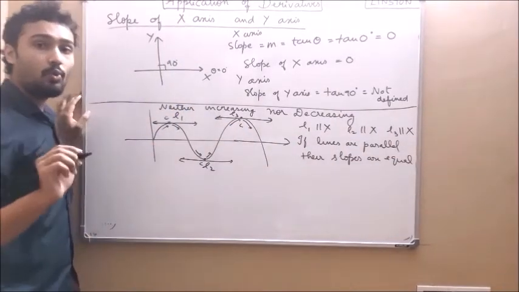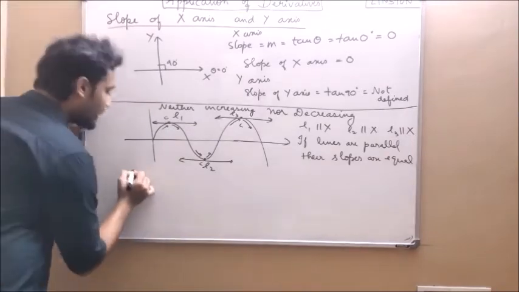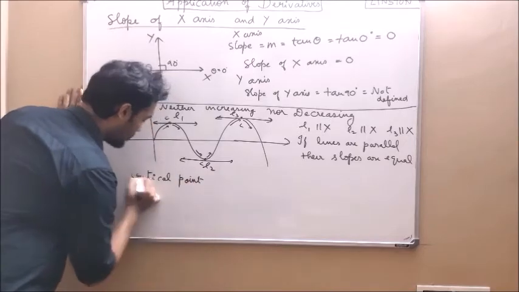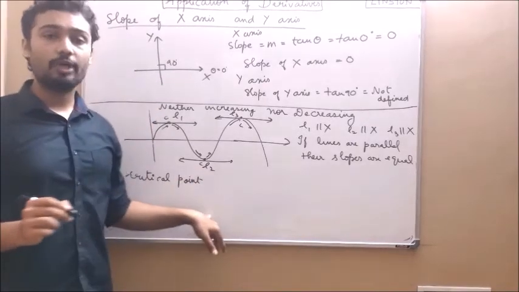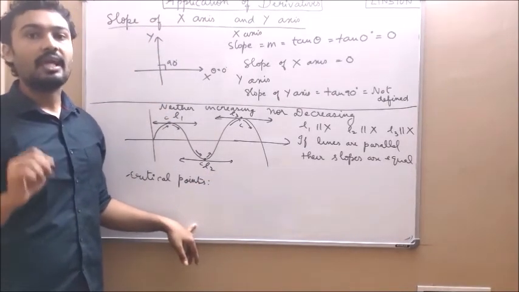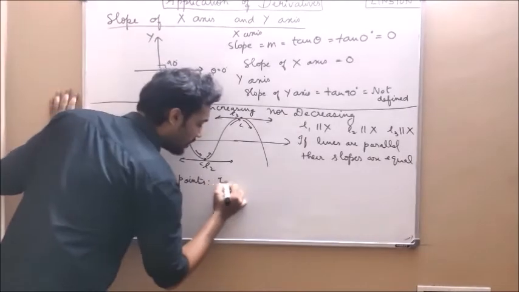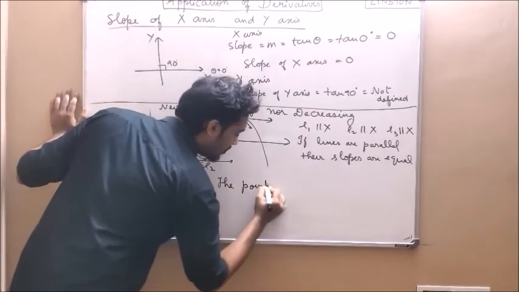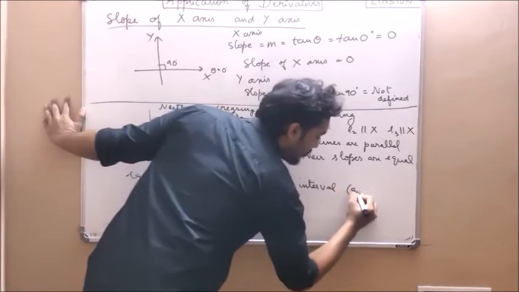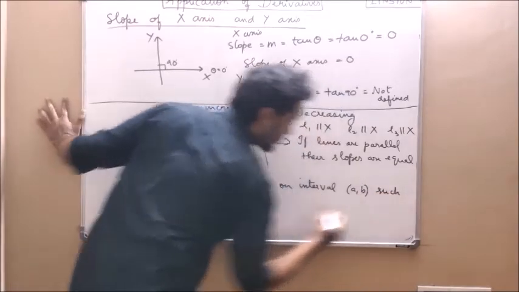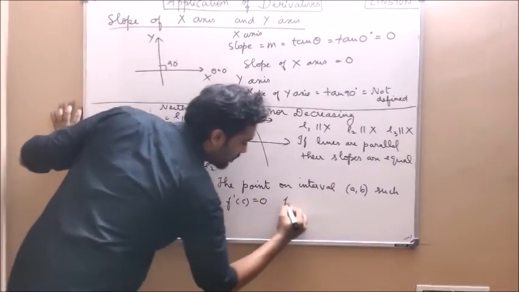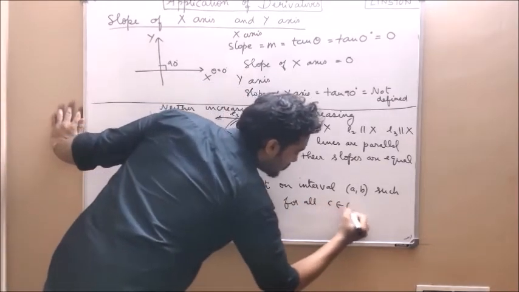So now we define something called a critical point. What are critical points? The critical points are the collection of all points where f dash of c equal to 0. So the points on the interval a comma b such that f dash of c equal to 0 for all c belongs to a comma b.